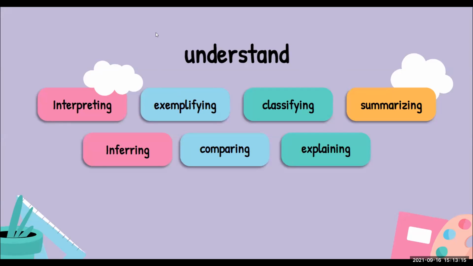The next one is comparing. Comparing involves detecting similarities and differences between two or more objects, events, ideas, problems, or situations, such as determining how a well-known event, for example a recent political scandal, is like a less familiar event, for example a historical political scandal. Then the last one, explaining, occurs when a student is able to construct and use a cause and effect model of a system.